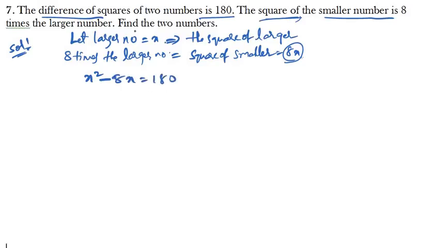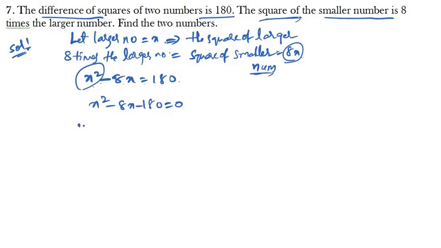Here x squared is the square of the larger number, and 8x is the square of the smaller number. The difference is equal to 180. So x squared minus 8x minus 180 is equal to 0 here.